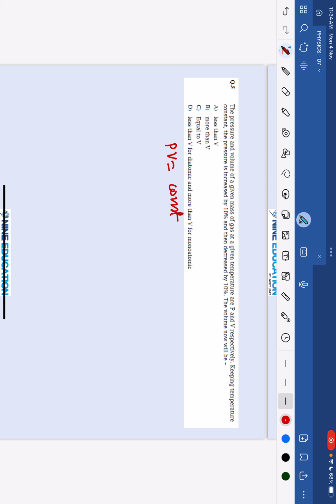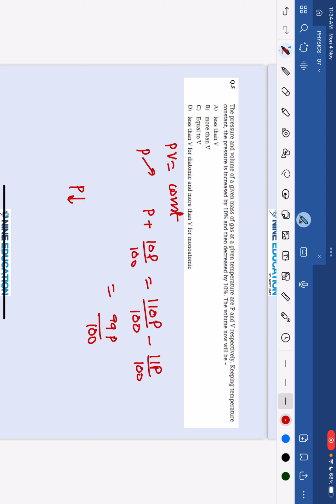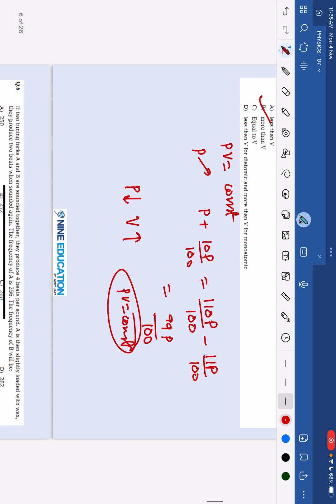If PV is constant, can I say that pressure once increased by 10% is going to become P plus 10P by 100? So it is going to become 110P by 100, correct? Now they are saying it decreases by 10%, so it is going to become 99P by 100. So basically my pressure is decreasing by almost 1%. So my volume is going to increase because PV is equal to constant. So I have here more than V.